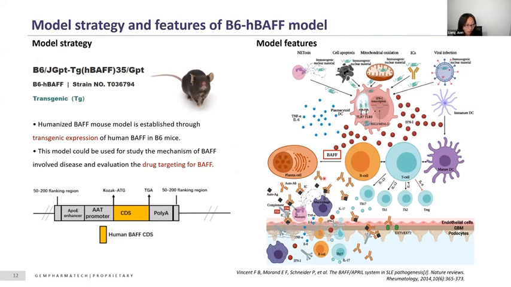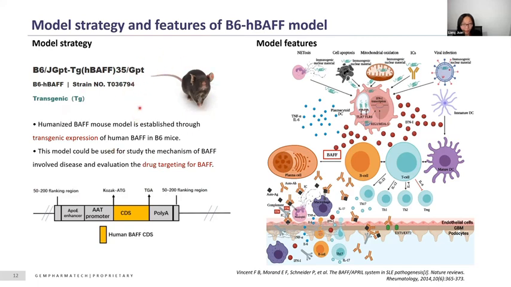First is the lupus nephritis model. Lupus nephritis is a complication of SLE. SLE is caused by autoantibodies that are produced by plasma cells. BAFF is the mediator for B cell differentiation to plasma cells and autoantibody and autoreactive B cells. So we generated this model by transgenically inserting the human BAFF coding sequence randomly into the mouse genome to get this mouse model.